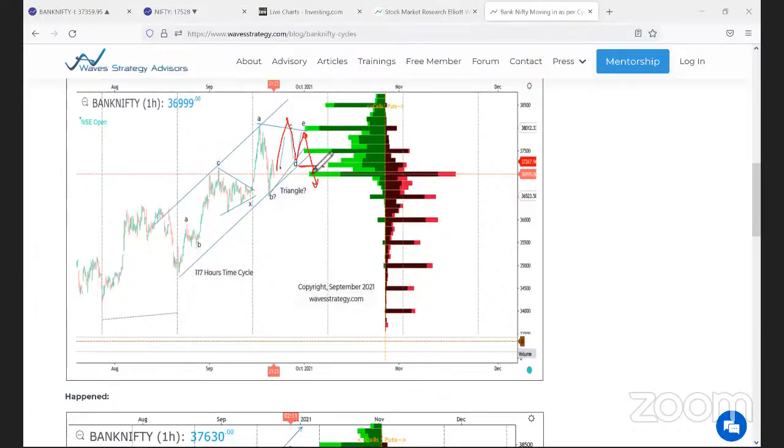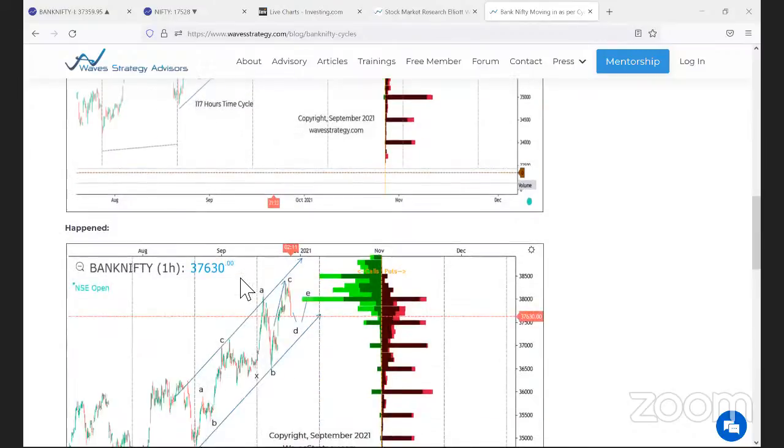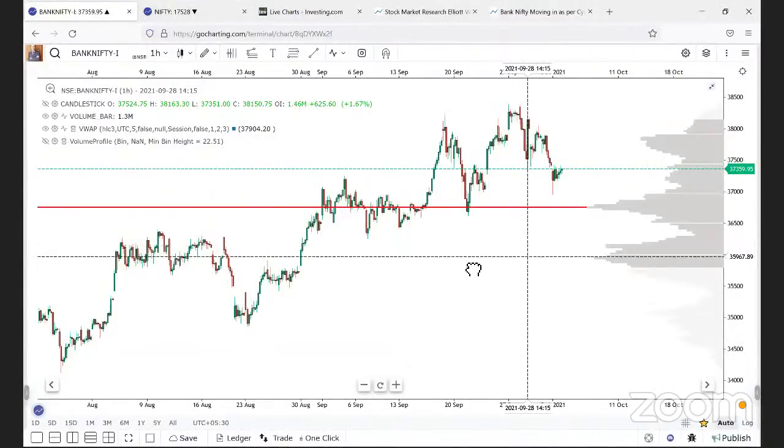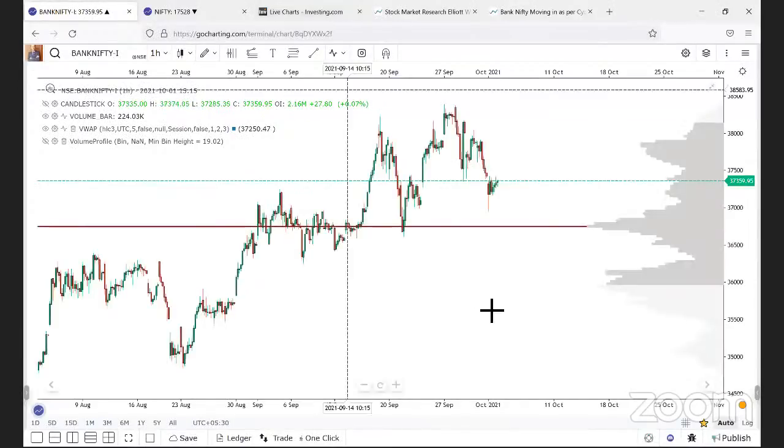Let's go and check. So precisely this is how Bank Nifty has behaved. This is on the basis of forecasting and cycle. Now, if this is how it is behaving and we are challenging this trend line, let's go and check the chart of Bank Nifty. This is the Bank Nifty chart. Are you able to see the Bank Nifty chart?